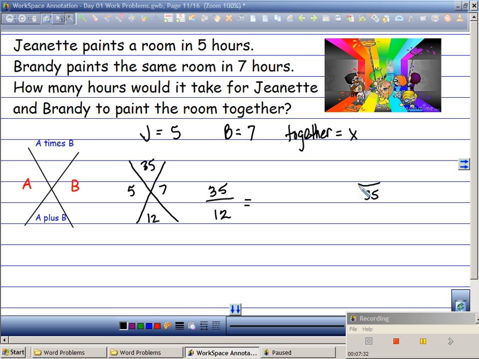So let's see. 35 divided by 12 is going to be 2. 35 minus 24 is 11. 12 goes into 110 9 times. 9 times 12 is 108 with 2 left over. 12 goes into 21, so that's all I need. 2.91 hours. Yes? Yes. So for the homework, you need to use the X, and you'll find out right now why. Everybody okay so far? Yeah.